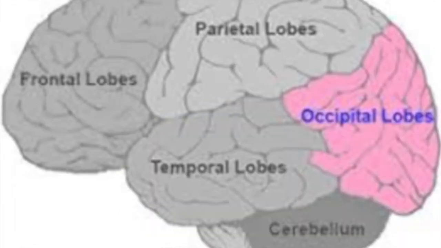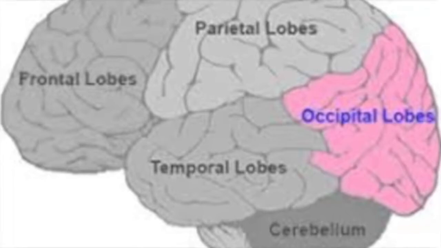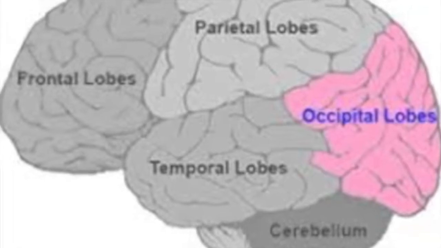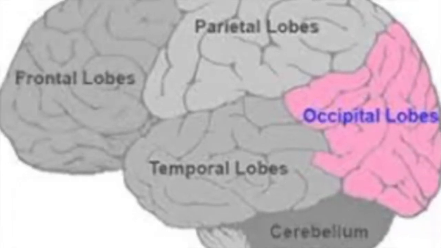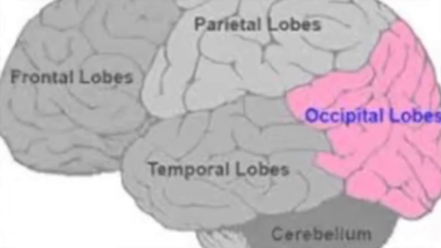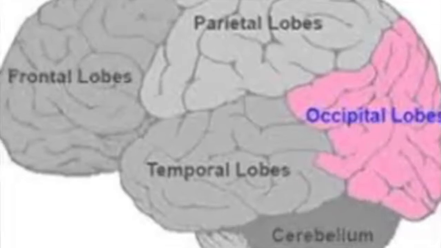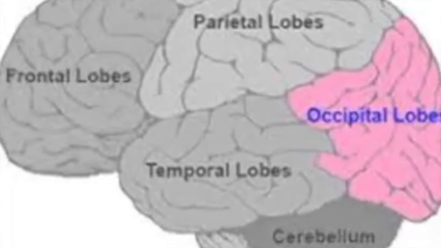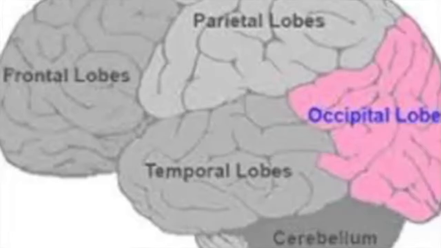The last lobe is the occipital lobe. Similar to how the temporal lobe interprets auditory information, the occipital lobe interprets visual information. The occipital lobe is located in the back of your head towards the bottom, and you can find it here on your brain hat. Your eyes pick up a lot of visual information that gets sent to your occipital lobe.